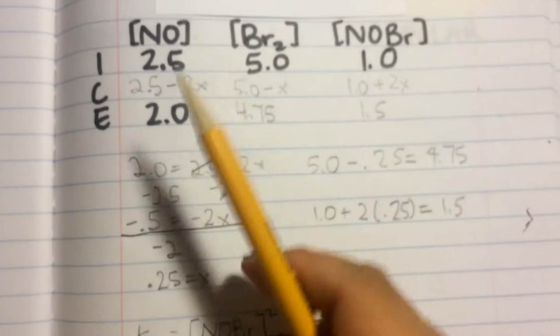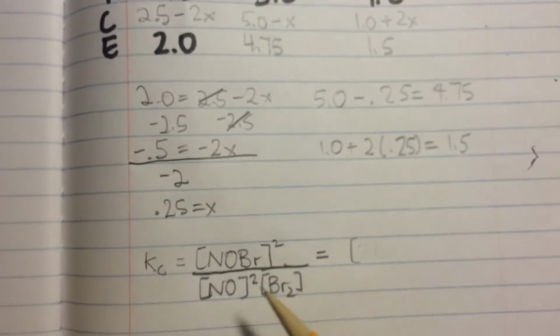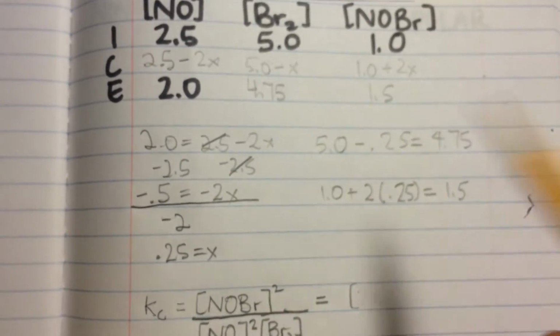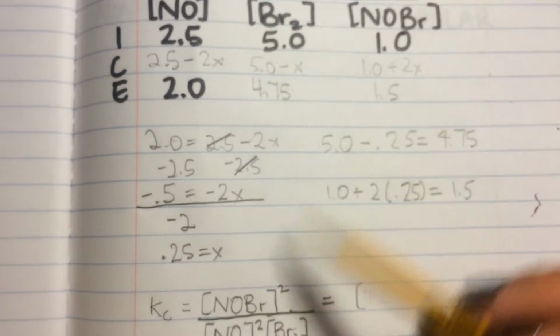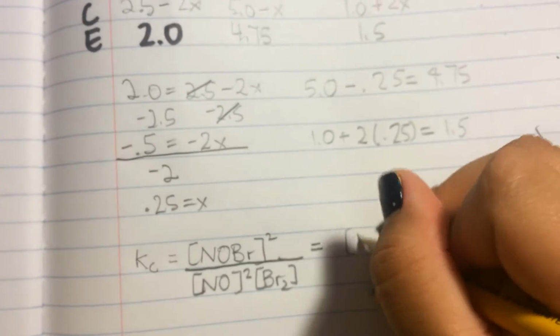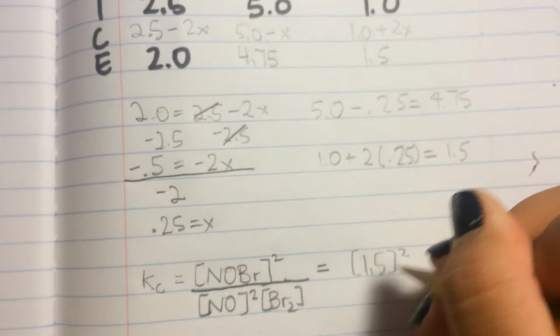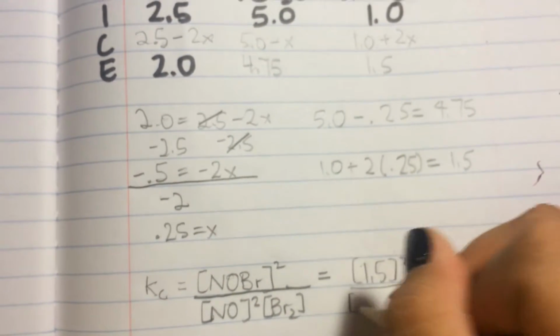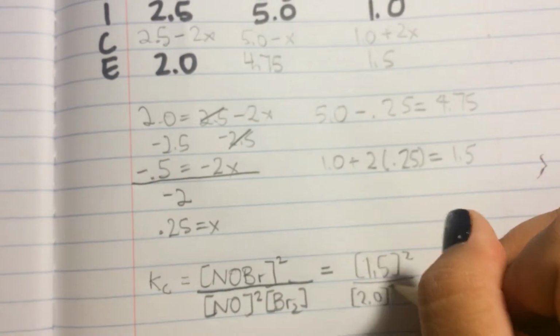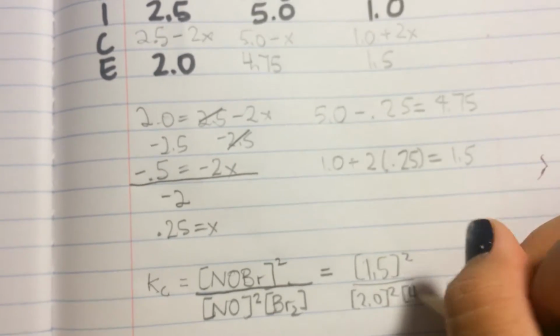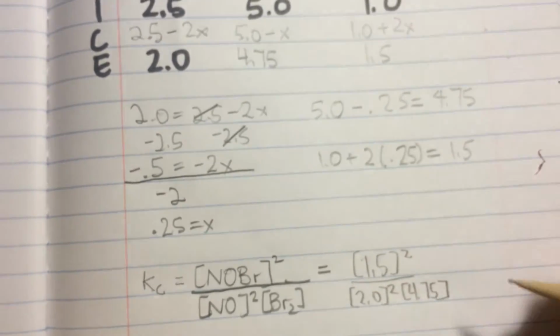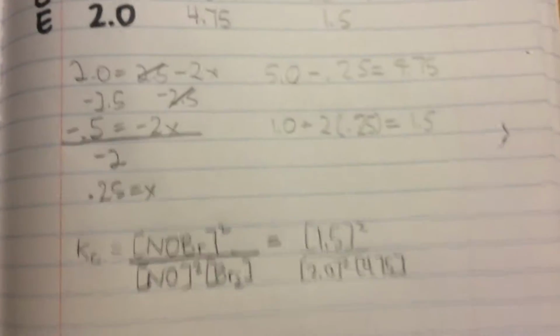Remember, you don't want to get confused going this way and plugging in like that. That's what I was about to do. So just remember that we already wrote it down, so this is actually 1.5 squared over 2.0 squared times 4.75. And we're going to take out our handy calculator.